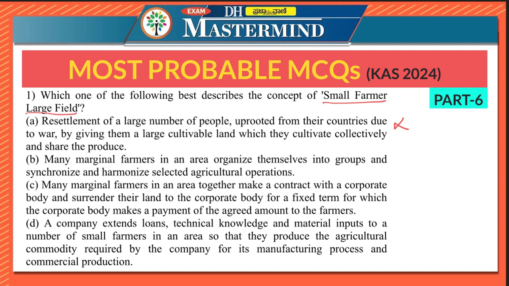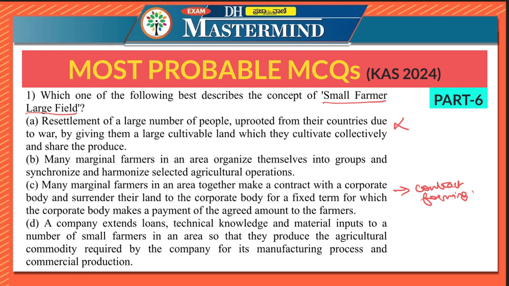The option C says many marginal farmers in an area together make a contract with a corporate body and surrender their land to the corporate body for a fixed term for which the corporate body makes a payment of the agreed amount to the farmers. This is contract farming. This is nothing but contract farming, happening at a larger magnitude.